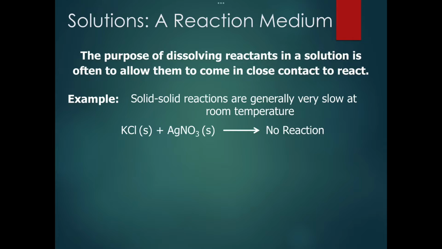So for example, let's say these two reactants, potassium chloride and silver nitrate. If we were to put both of those solids together, and they're both white solids, if we were to put the solids together and mix them around, no reaction would really happen.